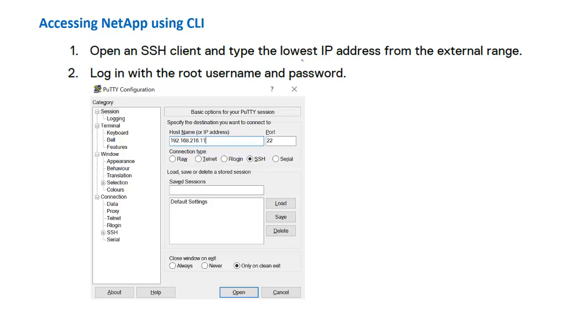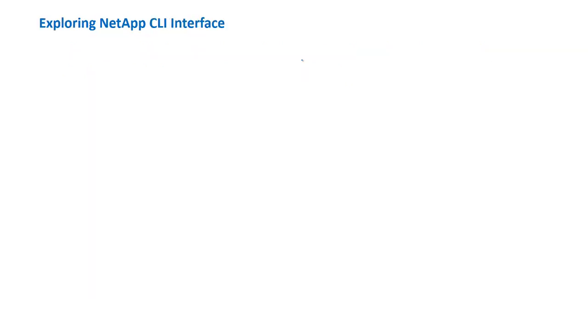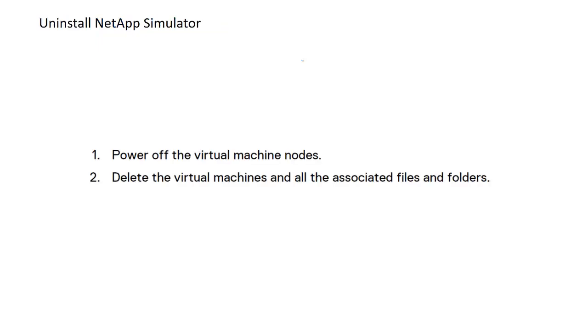Once the simulator is set up correctly, then we can access it through PuTTY. We'll see how to get the help and what are the commands available in this simulator. To uninstall the NetApp simulator, you can just power off the virtual machine nodes and delete all virtual machine files and associated folders.